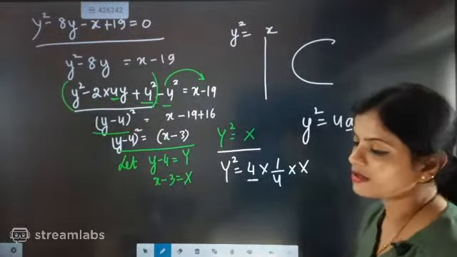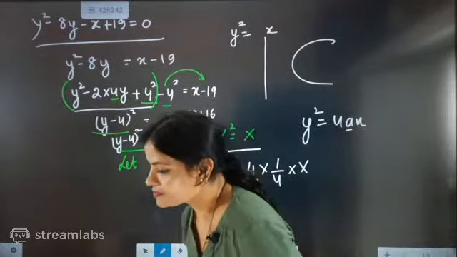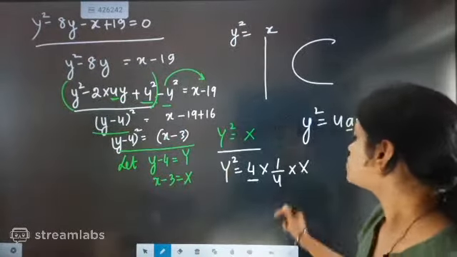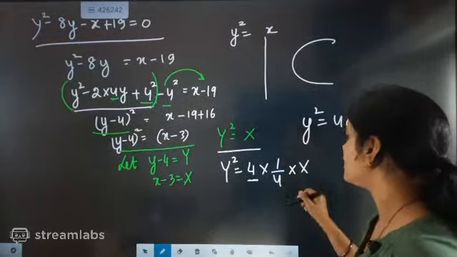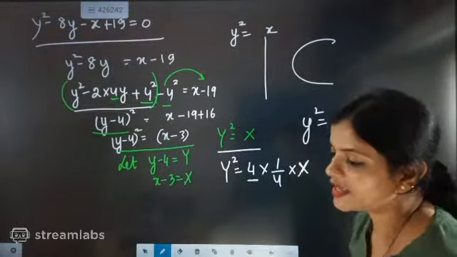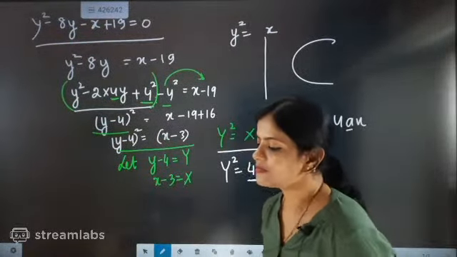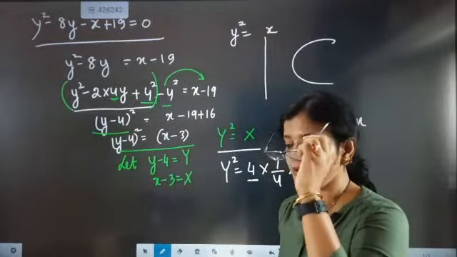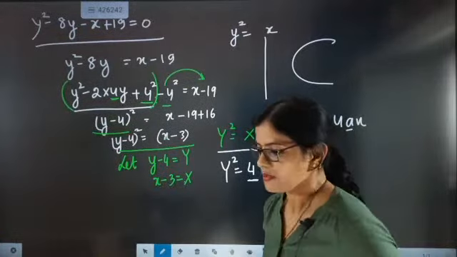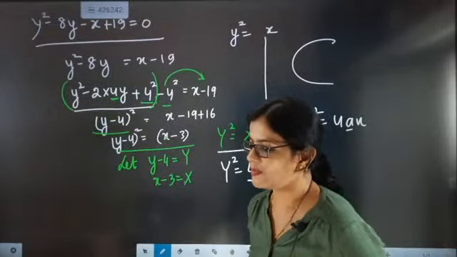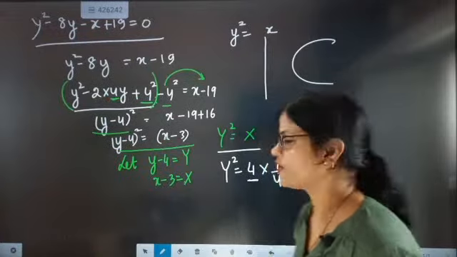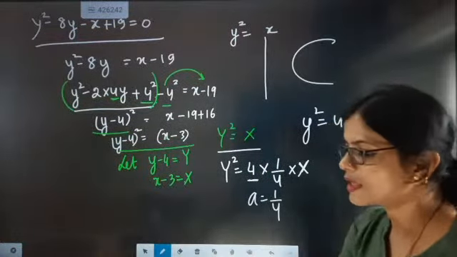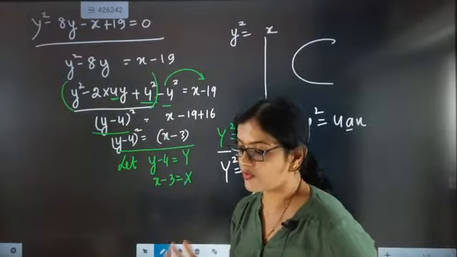Now what is a here? Look here beta. 4 into 1 by 4 into x is there. So what will be a here? Tell me quickly, what will be a? A will be equal to 1 by 4. Absolutely correct Gautam. A is exactly going to come as 1 by 4. So now we got a equal to 1 by 4.